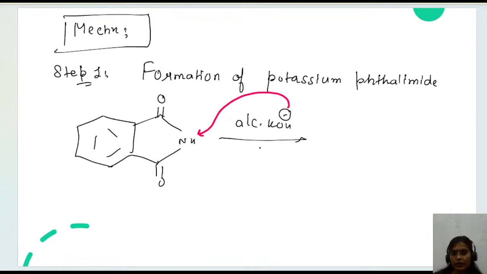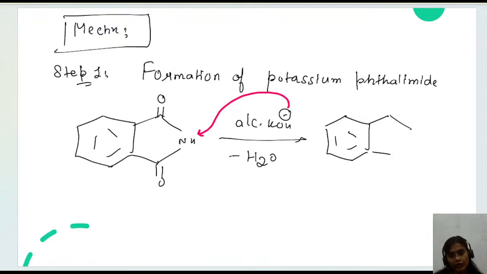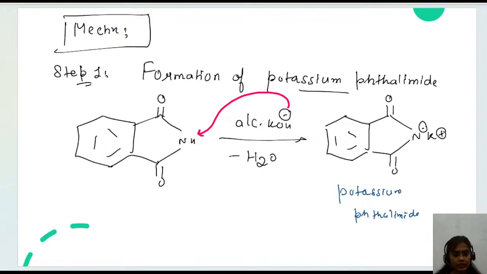So what is happening? A water molecule is removed, and now this nitrogen has a negative charge. In order to neutralize this, potassium has to be there as a counter ion. So this is potassium phthalimide. Step number one is very simple: we are going to generate the potassium phthalimide.